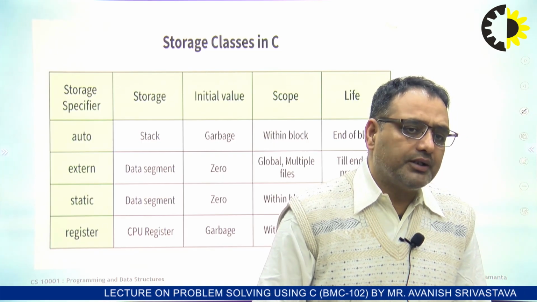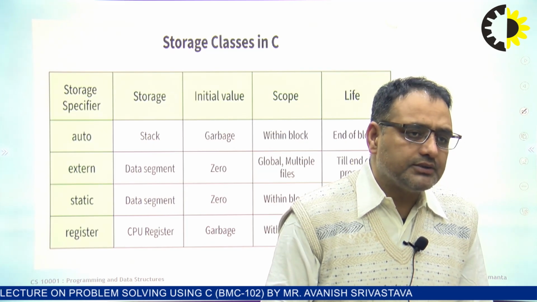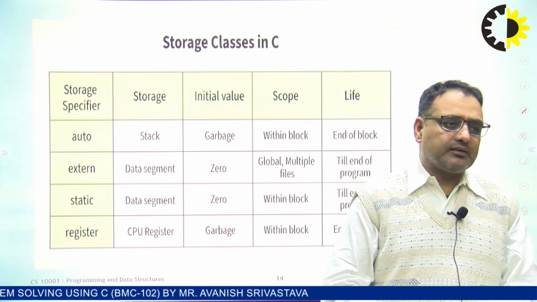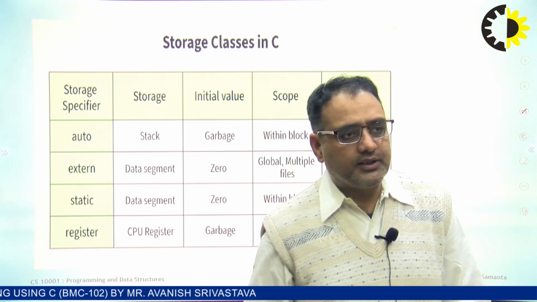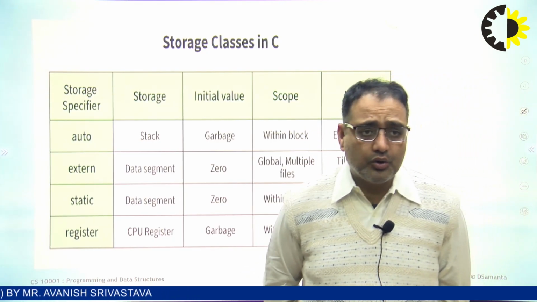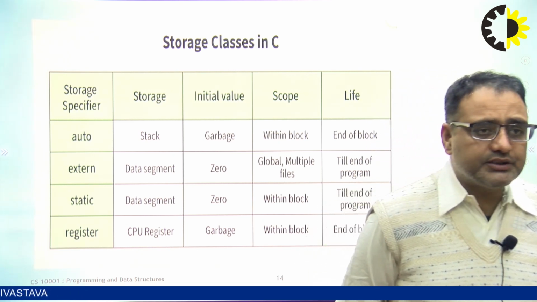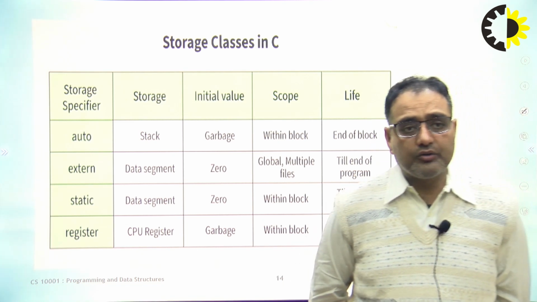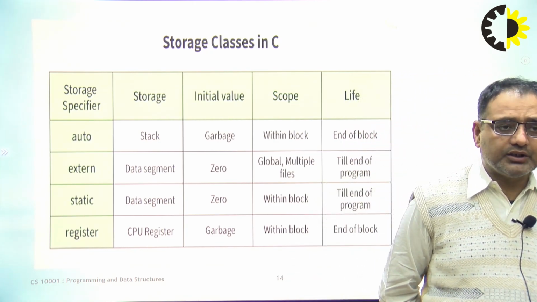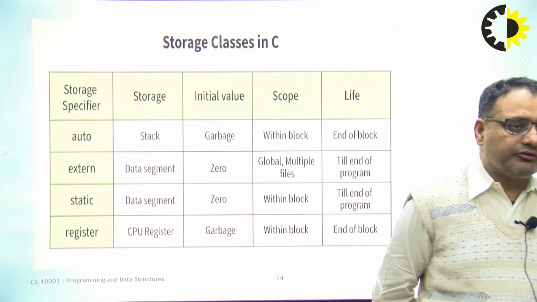So this reserved memory for the process is known as the memory stack. So here it is mentioned: stack. Initial value: garbage. Scope: within a block, which means it is a local variable, defined and declared within a function. And life means end of the block. When control exits from the method or function, the life of the auto variable is destroyed, finished.